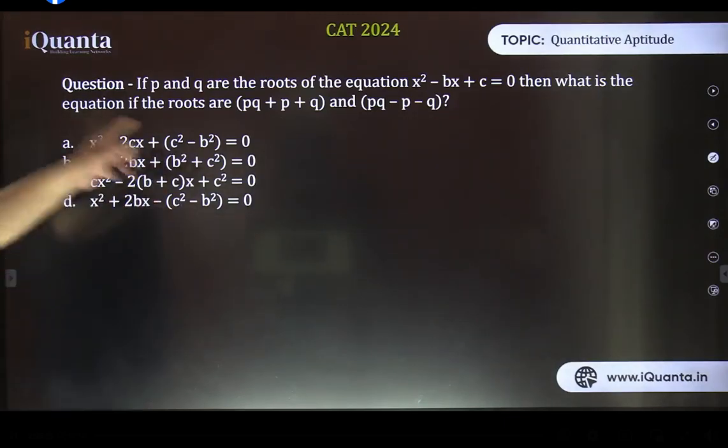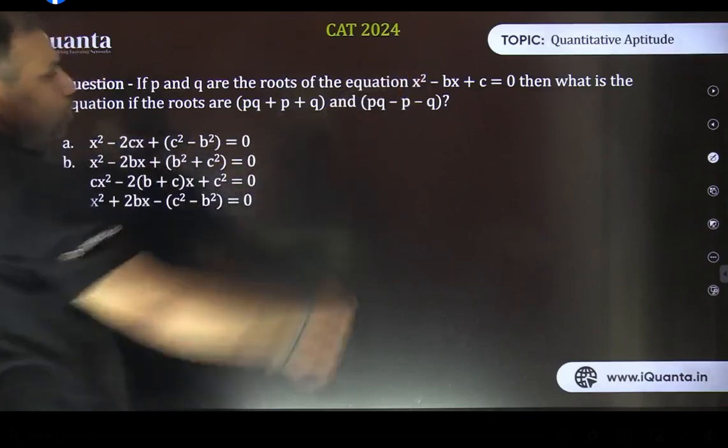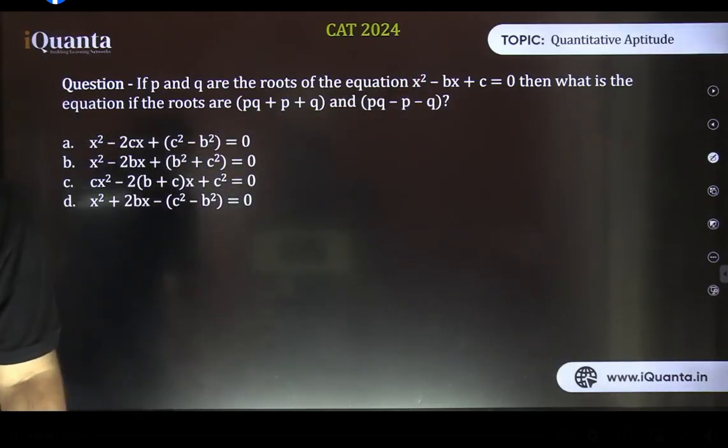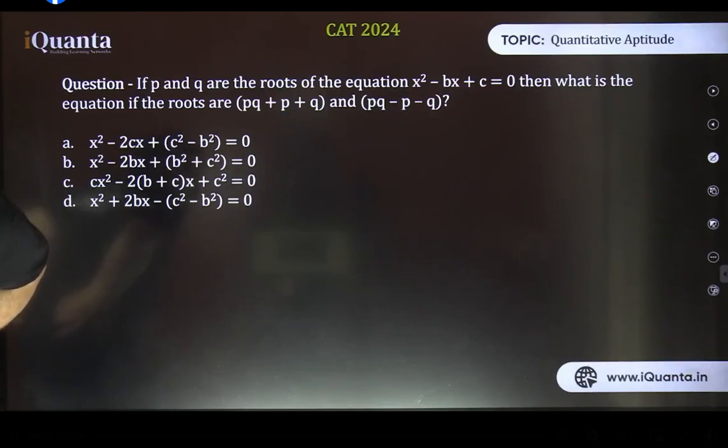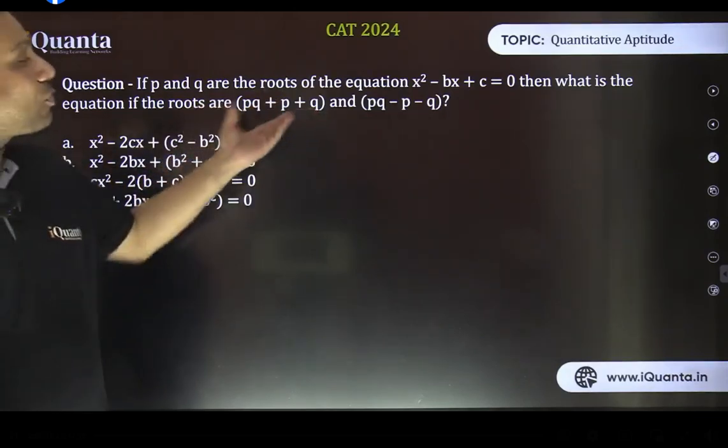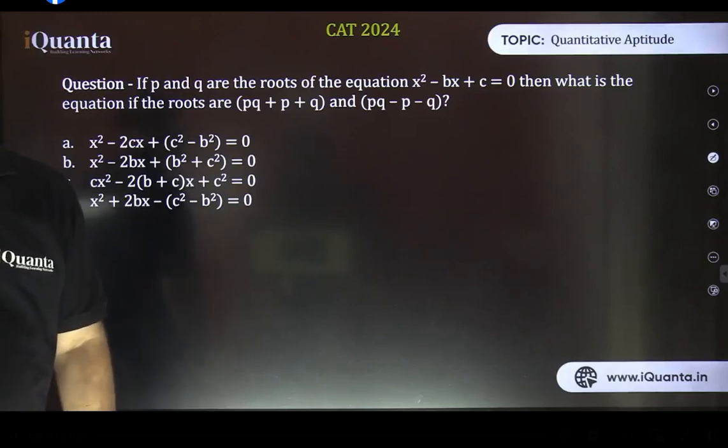Now we want to find an equation whose roots are pq plus p plus q and pq minus p minus q. For this particular case, I didn't give you any formula directly, right? So how can we answer? I'm getting answers from Gunjan and Ishan. How to solve this? We can find the exact values of the roots, isn't it?